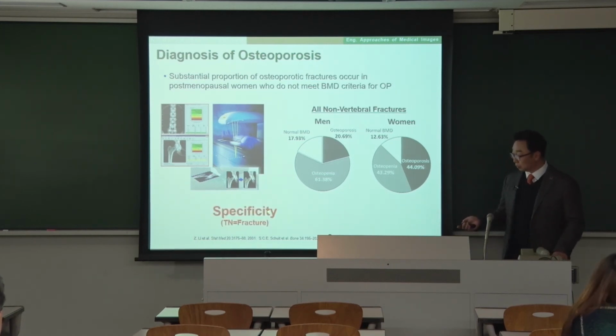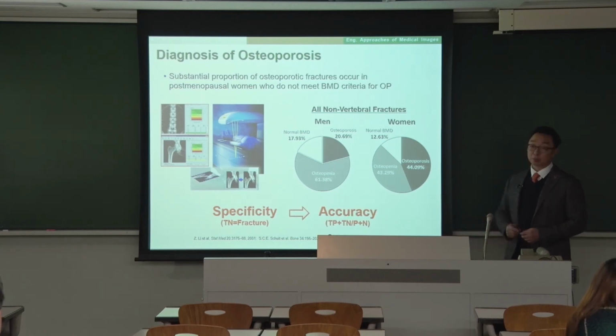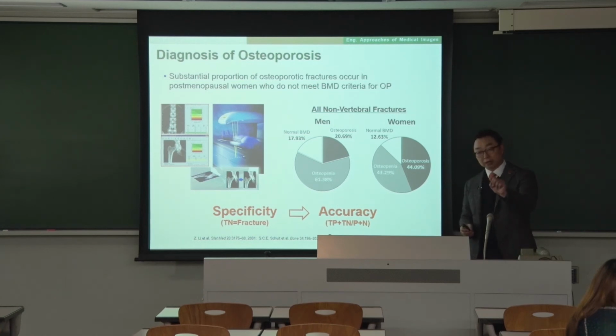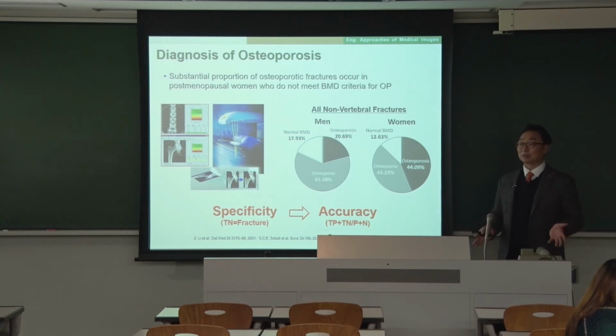In detail, I don't want to go into it, but regarding specificity, if we leave the true negative as a fracture, then the accuracy has some problem. It means that if we tell a subject or patient that you will have a fracture, then it has a fracture, or you will not have a fracture, then you're not going to have a fracture. That's the accuracy, true positive and true negative. The accuracy is below 50%. So in other words, we are not predicting fracture by using modern technologies.